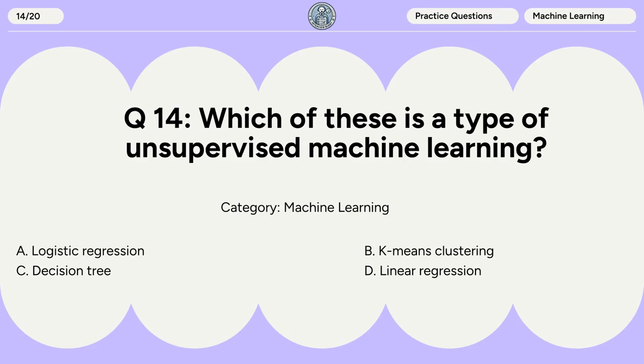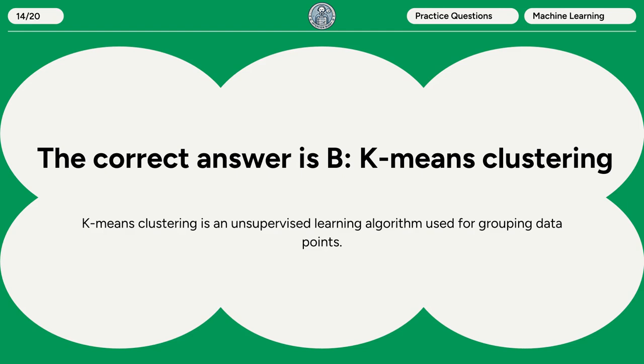Question 14. Which of these is a type of unsupervised machine learning? A. Logistic regression. B. K-means clustering. C. Decision tree. D. Linear regression. The correct answer is B. K-means clustering. K-means clustering is an unsupervised learning algorithm used for grouping data points.